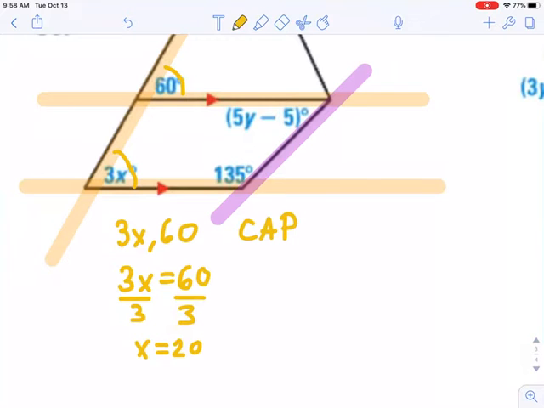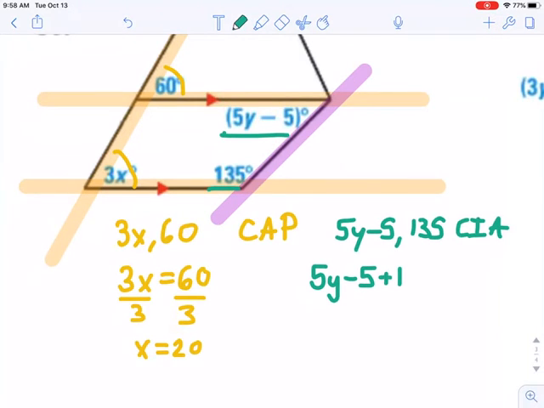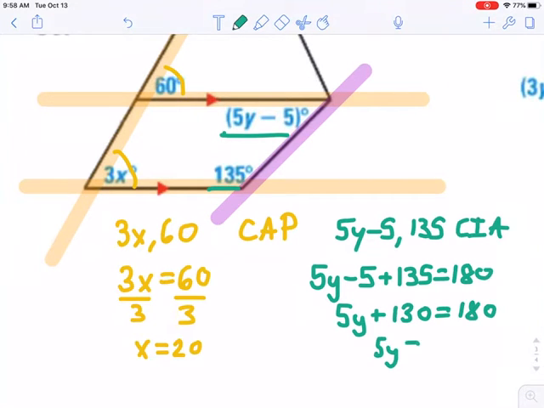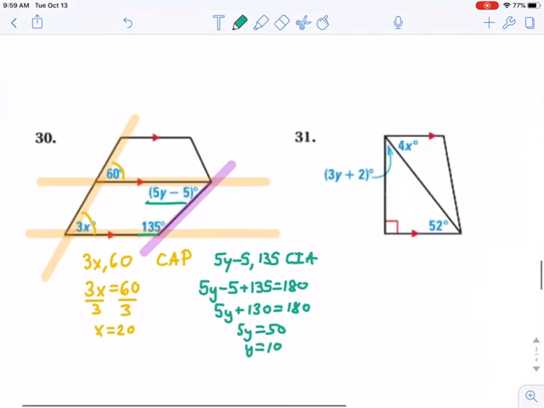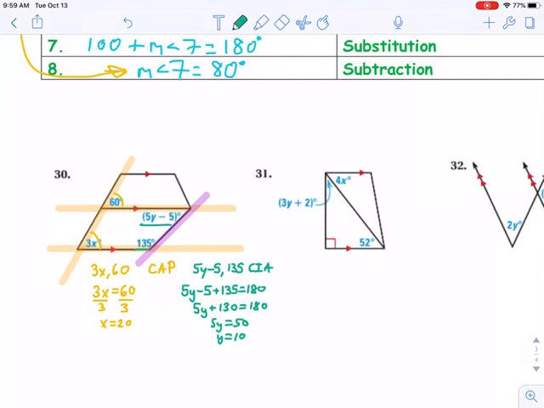And same punchline over here. Emphasizing that, it just turns out that this angle and that angle, 5y minus 5 and 135, are consecutive interior angles. What do I know about consecutive interior angles? Well, I know that they are supplementary. So I'm going to set them equal to 180. And then a bunch of math is going to occur. 5y equals 50, and y equals 10. Okay, that's that problem right there.